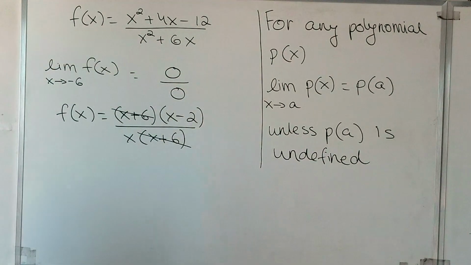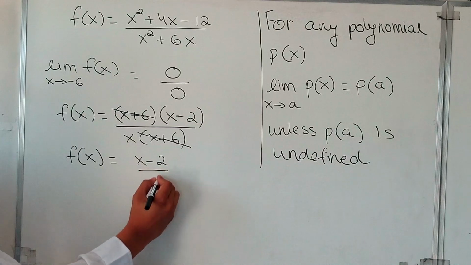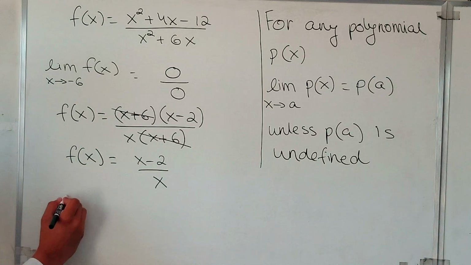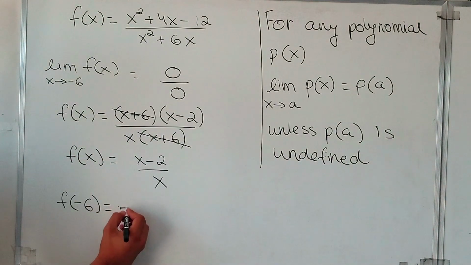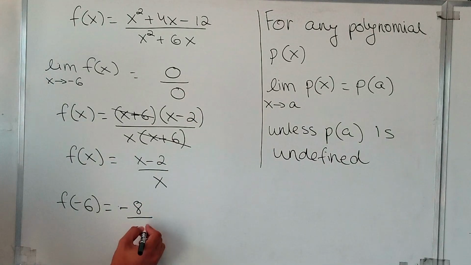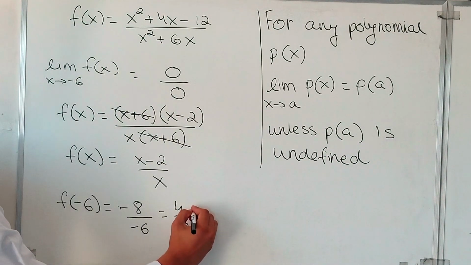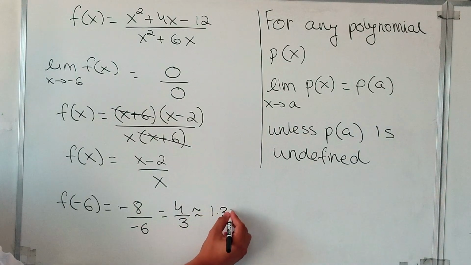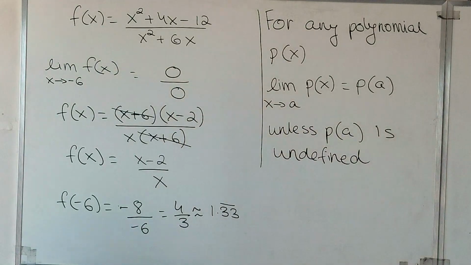So now what expression do we have? It's now equal to x minus 2 divided by x. So now let's try and plug in negative 6. What do we get? F of negative 6 is negative 6 minus 2, that's negative 8 over negative 6. So we get 4 over 3, which approximately equals about 1.33 recurring.